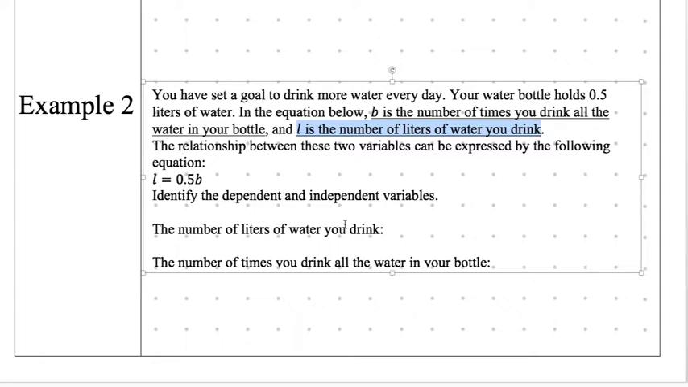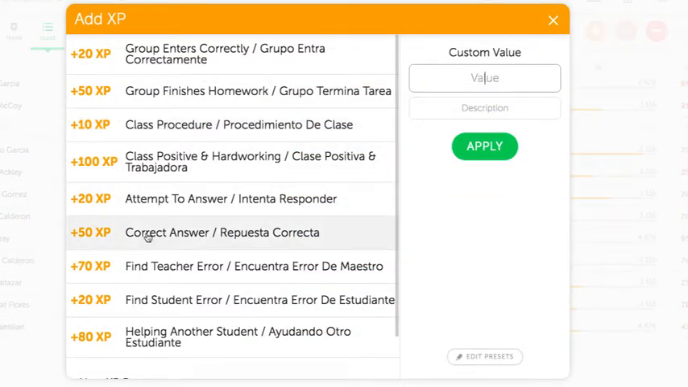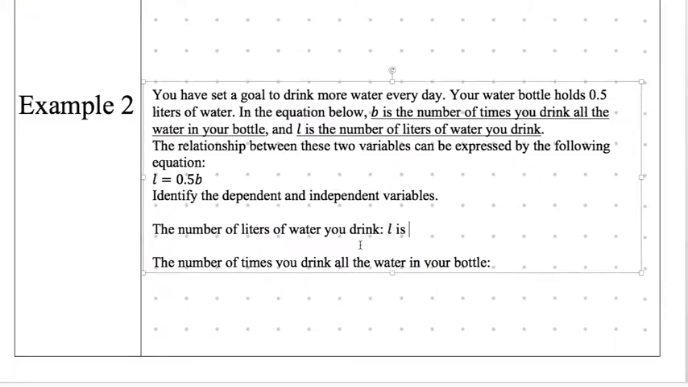So when we come back down here, the number of liters of water you drink, is that going to be L? Is that going to be B? Quiet raised hand. Based off of what we just underlined. Cohen. L. Thumbs up, thumbs down. Agree or disagree? Some people didn't do a hand. L is correct. So L is therefore, hold on, let me back up and make sure people are getting XP. There we go.